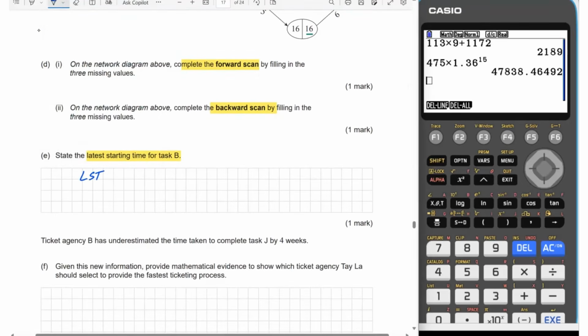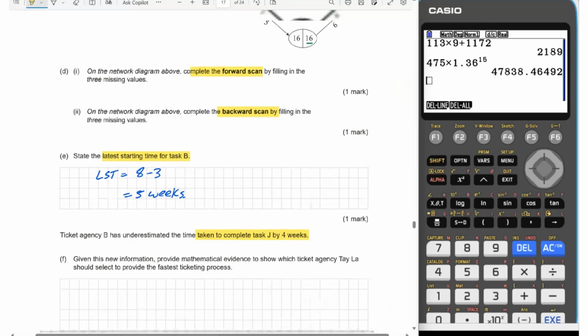So our LST is equal to 8 minus the 3, which equals 5 weeks, or 5 weeks into the project. Now there's going to be a little bit of a change, it looks like. It's saying we underestimated the time taken to complete task J by 4 weeks, and then given this new information, provide some evidence to say which ticketing agency should now be used out of A and B.